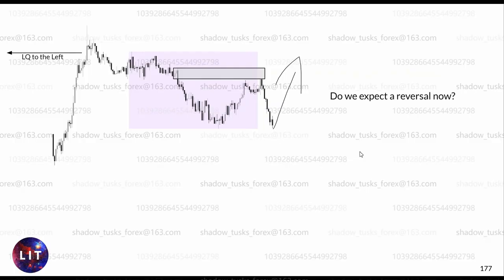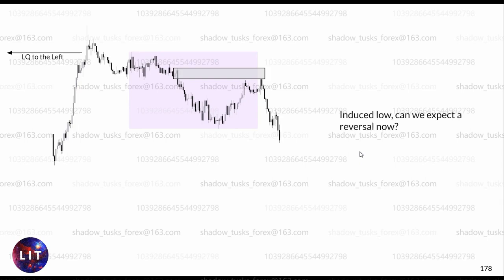Oh, there you go. It just smokes through it. It fakes, of course, the double bottom before it does it. Not a surprise to us anymore because retailers need to be induced. That's why the small reaction happens. Then it smokes through, right? So now advanced question, right? Can we expect a reversal now?